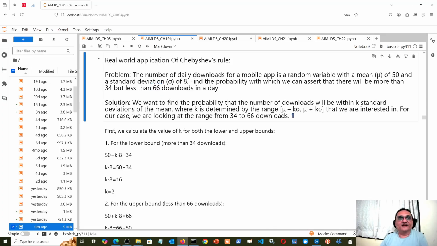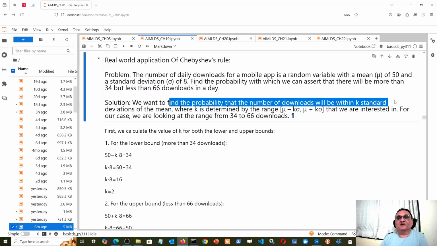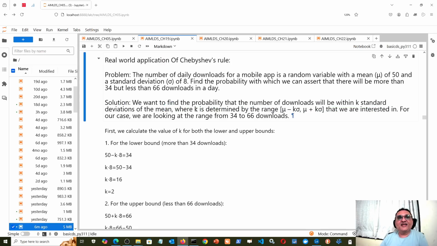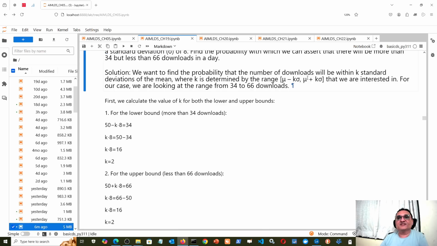But let us just calculate it. We want to find the probability that the number of downloads will be within k standard deviations of the mean, where k is determined by the range that we are given. Here I am given the range: more than 34 but less than 66, which means the range is 34 to 66, right?